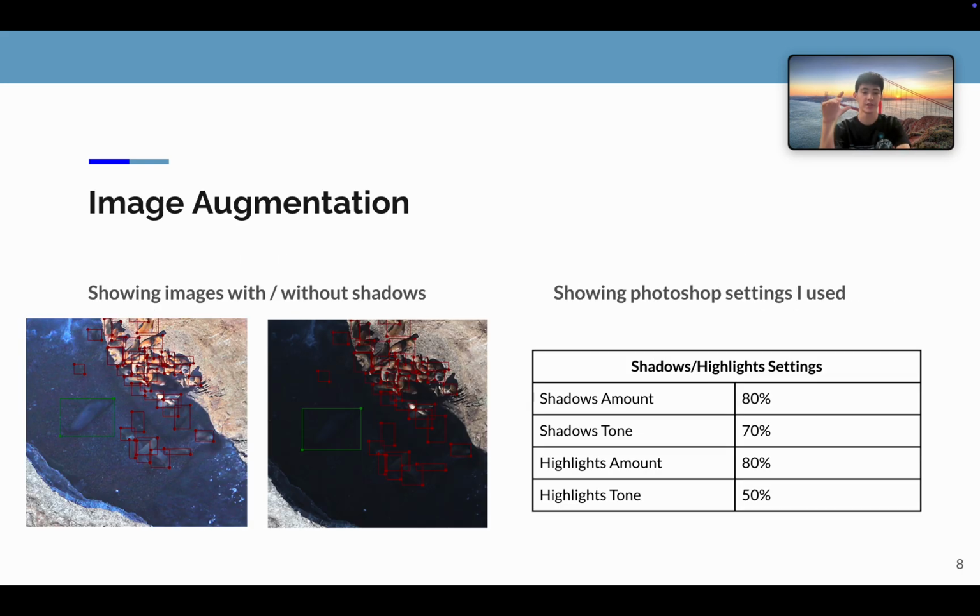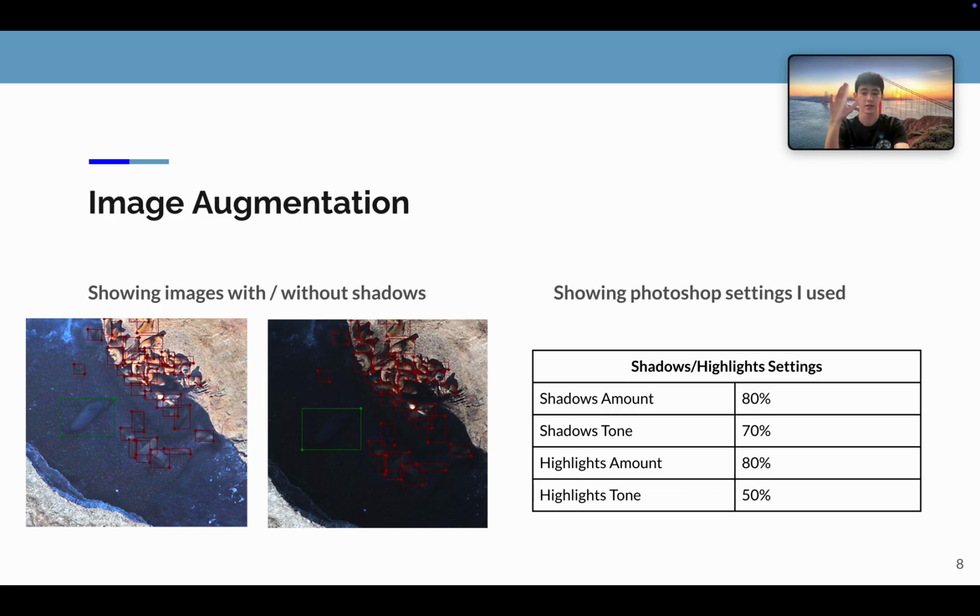So I briefly mentioned image augmentation earlier. This is what I did because I noticed shadows were decreasing the accuracy of the model to a substantial amount. I used Photoshop to reduce the orthophotos' shadows, and trained the island data on that.